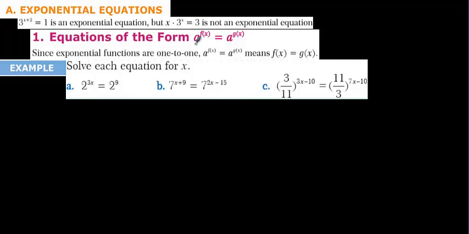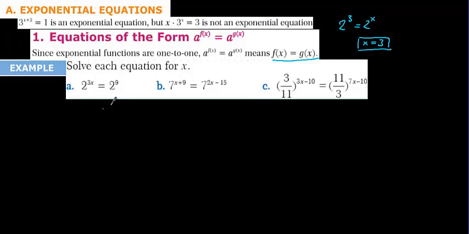So we have the forms, and the first form that we are going to study is a to the power of f(x) equals a to the power of g(x). When the bases are the same, the powers must be the same. Like 2 to the power of 3 equals 2 to the power of x, x must be equal to 3. It is the same property here, and the example is similar to the one I gave.